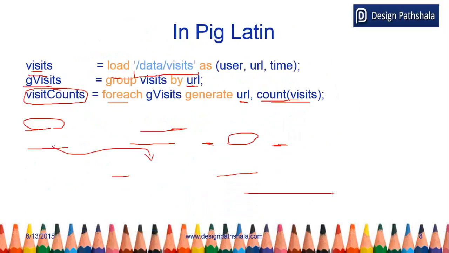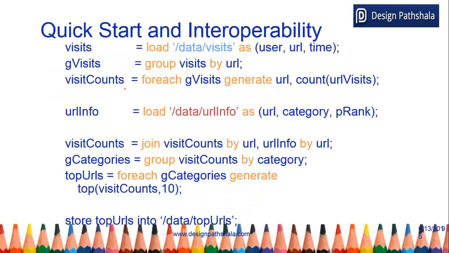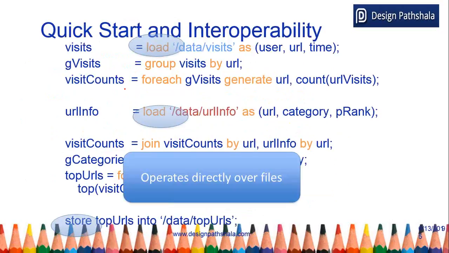So let's look at this Pig script again. What I did is I loaded the first file, visits, and grouped that by URL. Group is a keyword. Over here we'll look at those things. We loaded the files. These are the operators in Pig to interact with files. Load and store are the operators to interact with files.